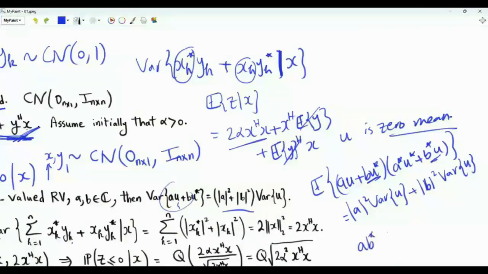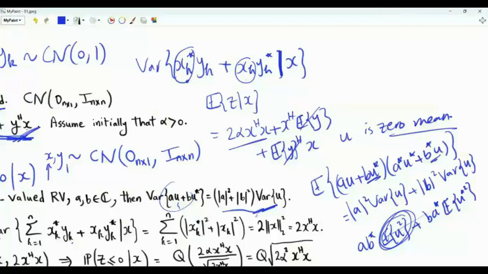The two remaining terms are a b conjugate, the expectation of u squared, and we have b a conjugate, the expectation of u conjugate squared. If u is a proper random variable, if it's Gaussian, we say circularly symmetric, then by definition, this is equal to zero, and this is equal to zero. That's by definition. These two terms disappear, and we end up with this result here. Let's go back to our problem.